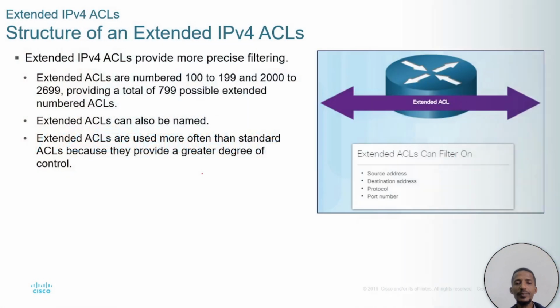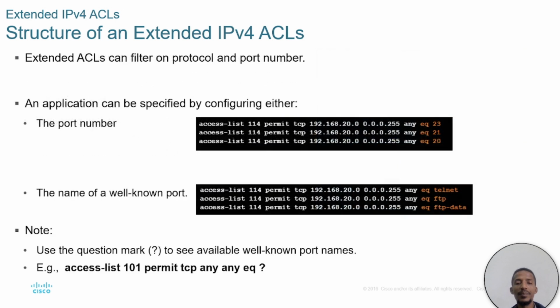So now let us discuss the extended one. Previously we said that extended is the number between what and what? Between 100 and 199, and 2000 up to 2699, around these numbers. Now you can see that here you have an access list. The number is 114 because it's an extended one.